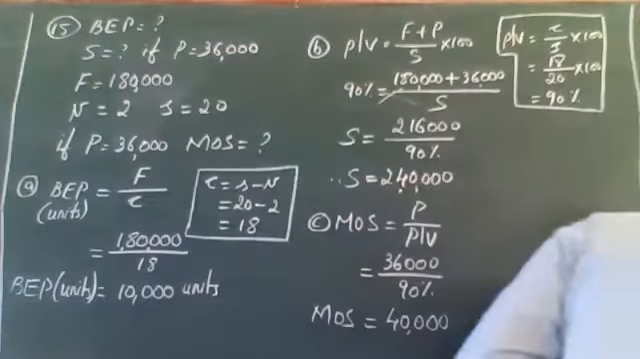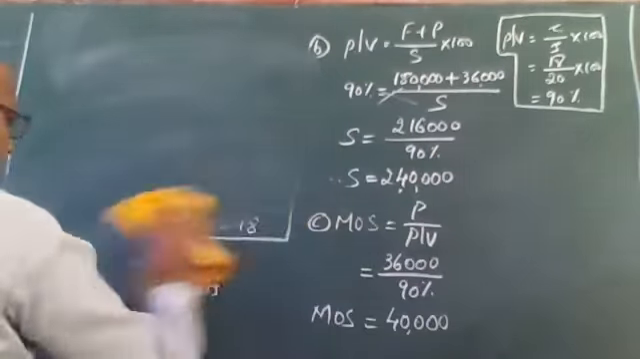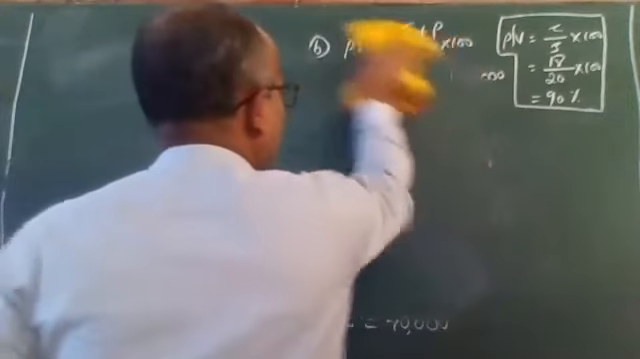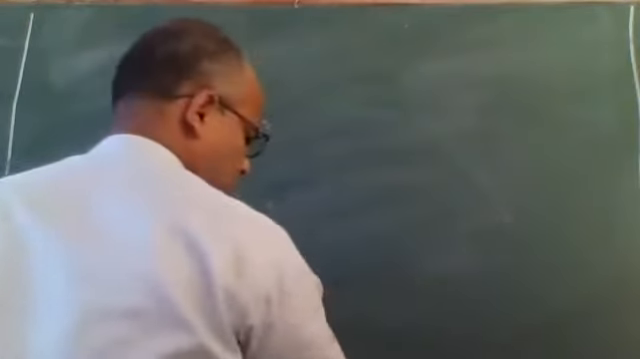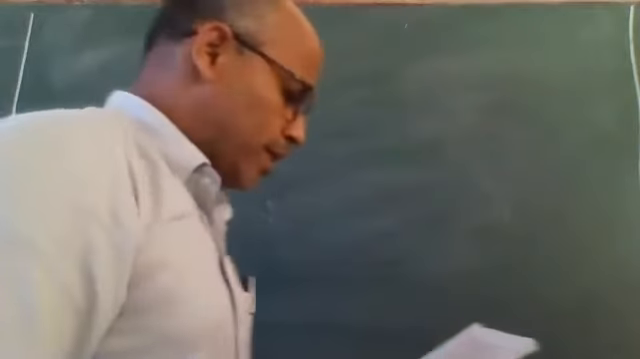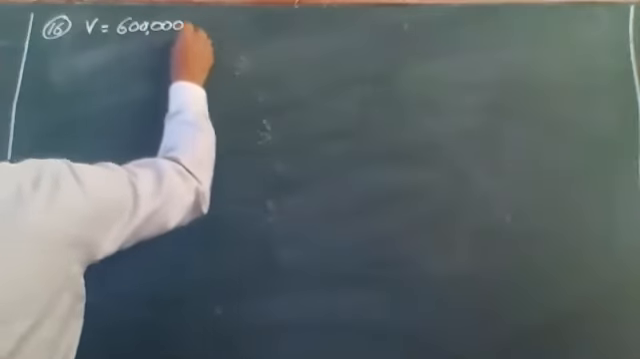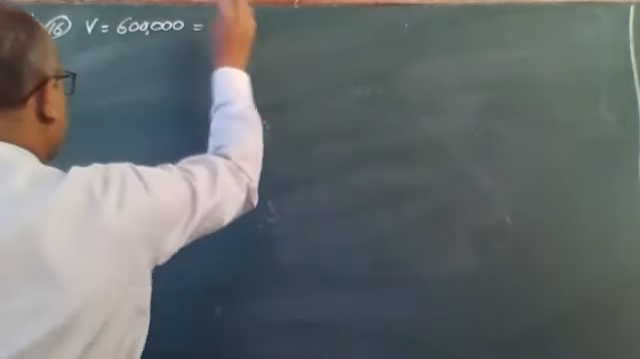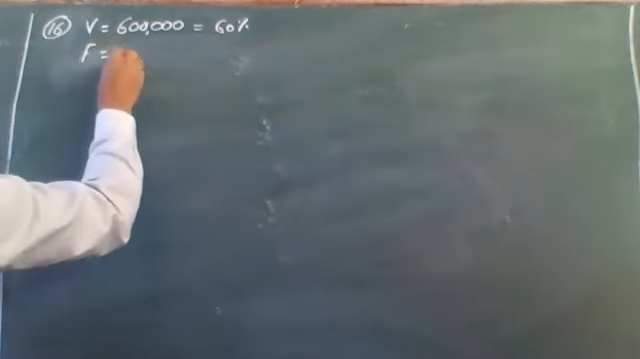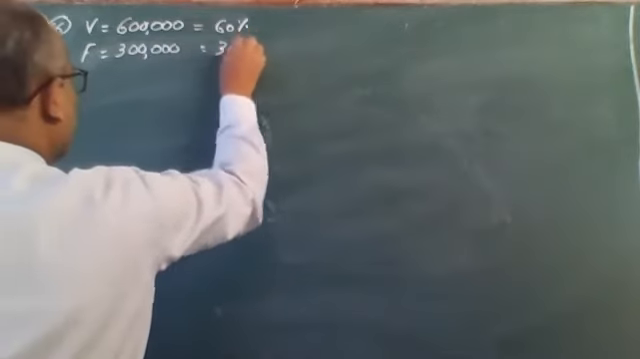Okay. Moving on to the next question. You can see question number 16. Question number 16 says, you are given the following data for the year 1978 of X company. Variable cost is given as 6 lakhs. This is equal to 60%. Fixed cost is given as 3 lakhs and he says this is equal to 30%.